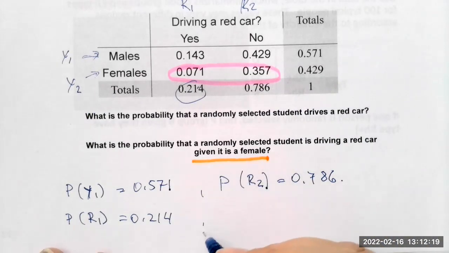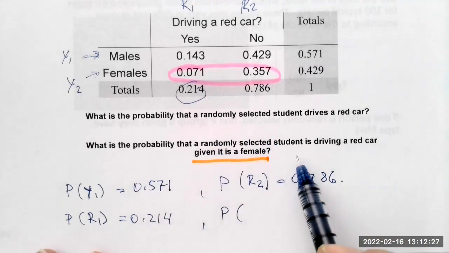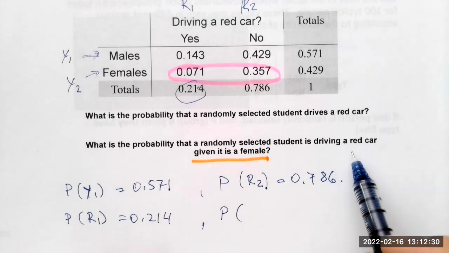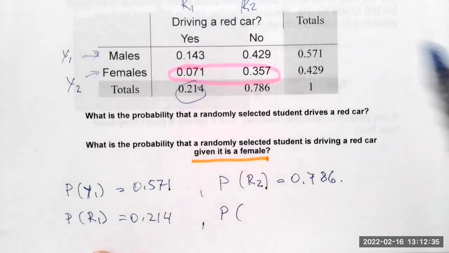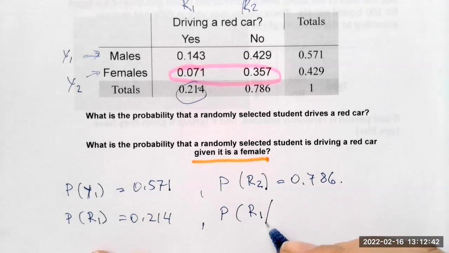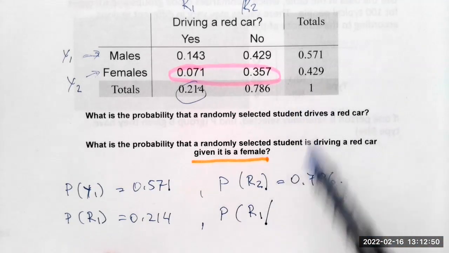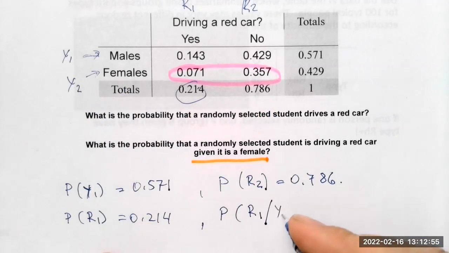So first of all, let's talk about the notation. We're going to notate the event of randomly selecting a student who drives a red car, that would be event R1, given, which is usually denoted by a slanted bar like that, or sometimes a vertical line, given that the student is a female, which is Y2.